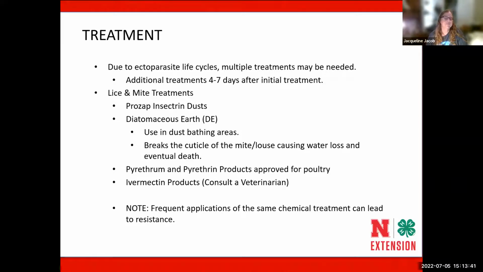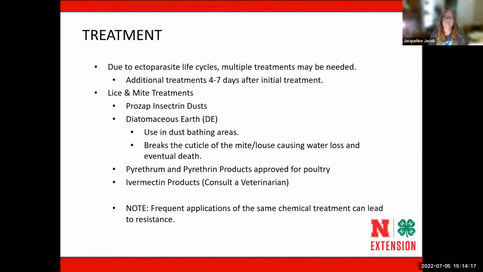Diatomaceous earth can be a hotly debated issue. Some recommend putting it in the dust bathing areas. It should not be the only material in the dust bathing area. And you have to be really careful because it's an irritant. And if you breathe it in yourself or the birds breathe it in, it will cause damage to the lungs. So many people do not recommend diatomaceous earth. Others think it's the greatest thing since sliced bread.